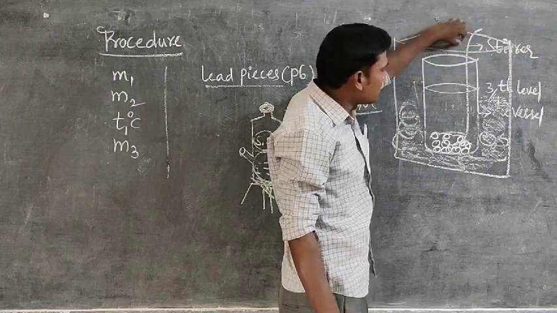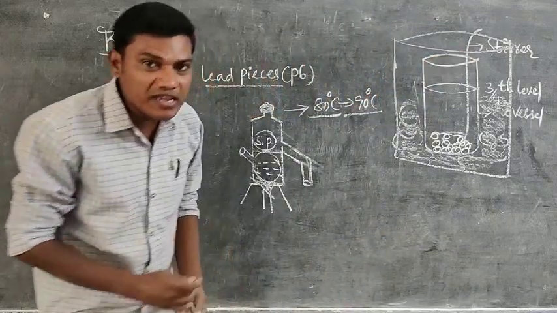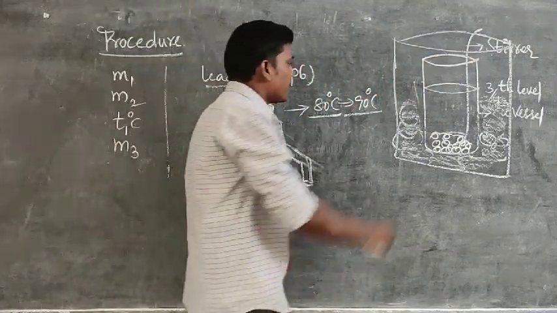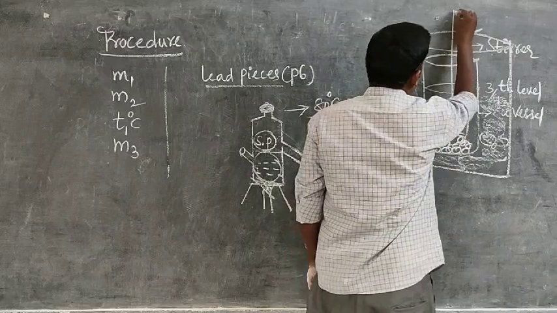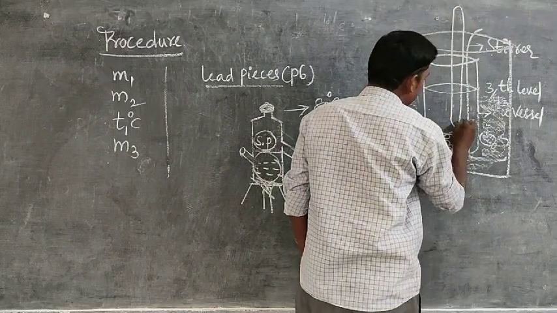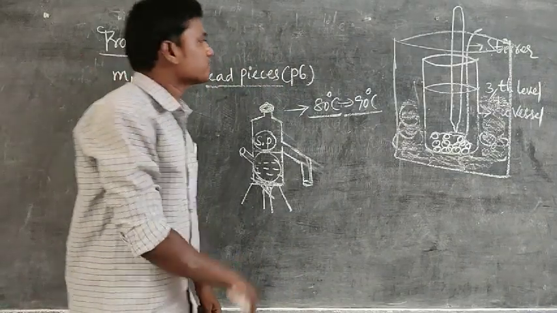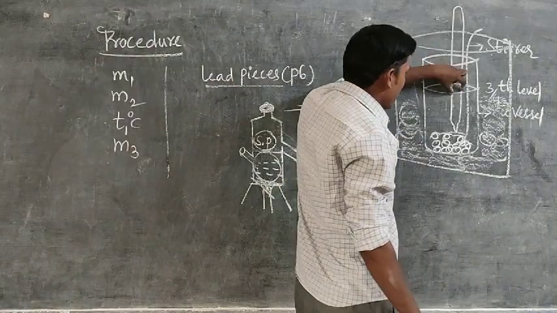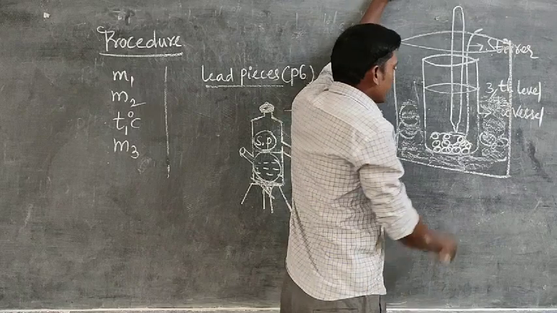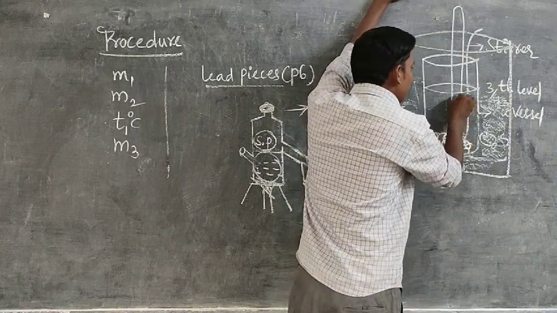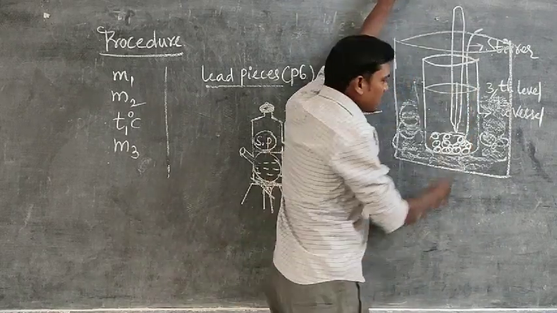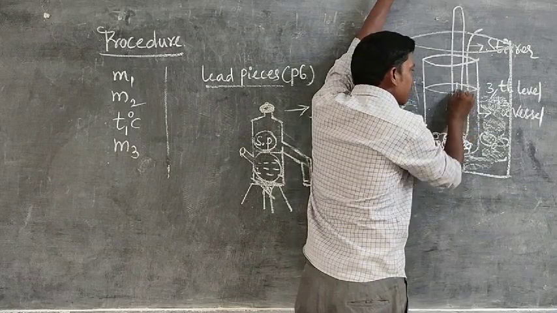Through that narrow hole, what can we keep? We keep a thermometer in the calorimeter. For what purpose do we place the thermometer in it? To measure the final temperature. When we place the thermometer here, we observe that the temperature gradually rises. The temperature of the water gradually rises.